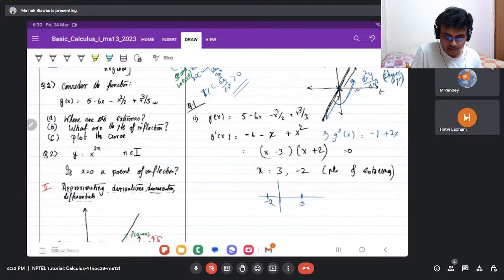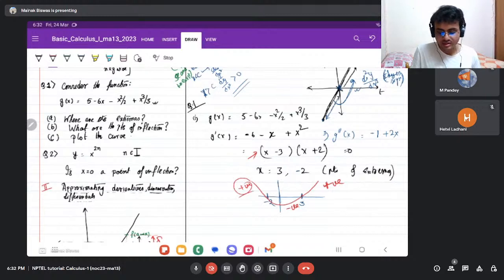So consider this g dash function. Wavy curve method. Correct. So I had shown the wavy curve method to you last week. So what you do is this. Above 3, this is positive, right? dy/dx is positive. At 3, dy/dx goes to negative, and again at minus 3 it goes to positive. We have seen it changes sign.